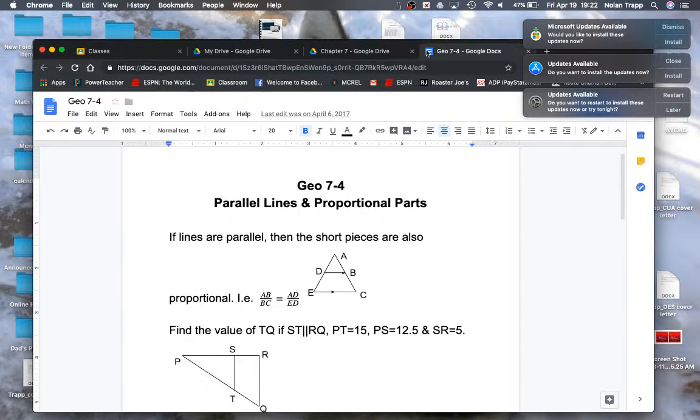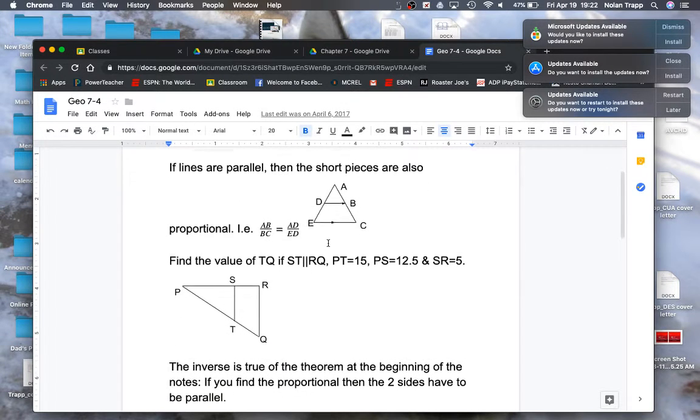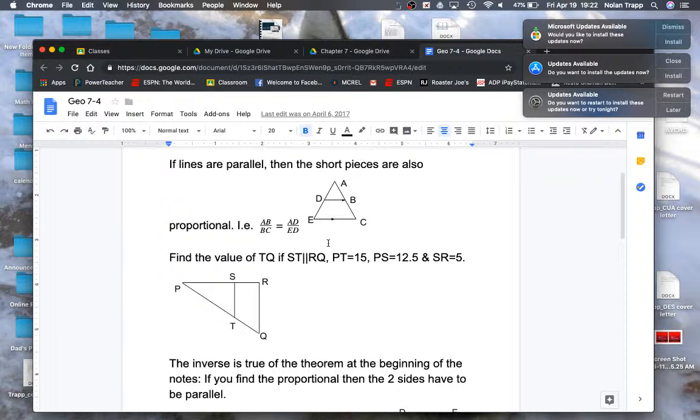Okay, so I've already mentioned this to some people, possibly, but this section is all about parallel lines and the proportional parts they create. If lines are parallel, then the short pieces are also proportional, meaning, for example, if I have this, and you'll notice the parallel markings there, hopefully, then this piece is proportional to this piece the same way this piece is proportional to that piece.